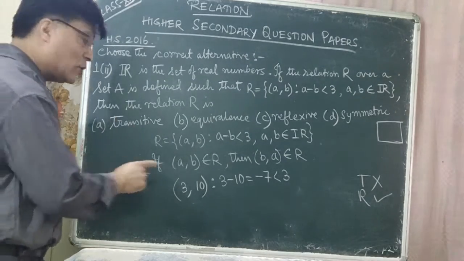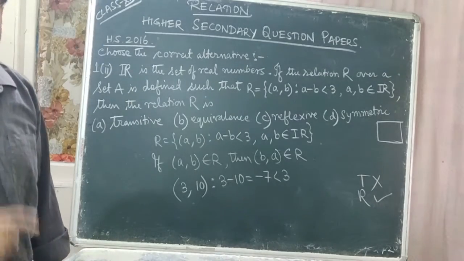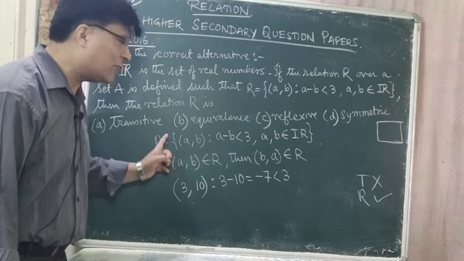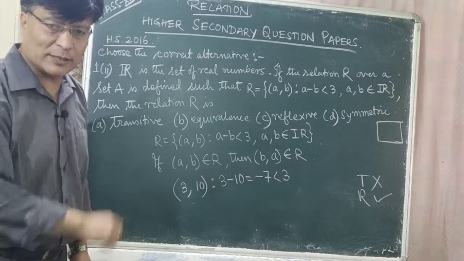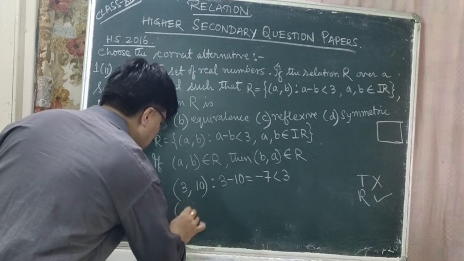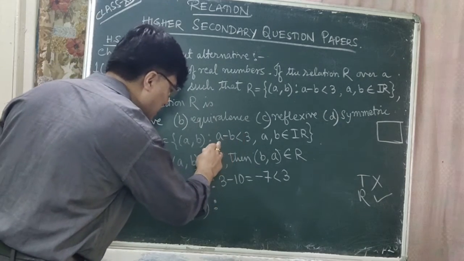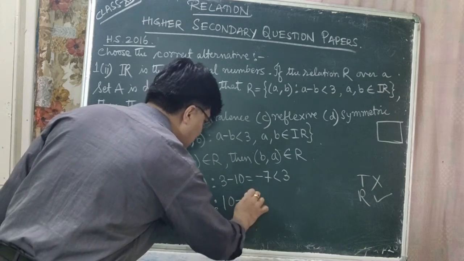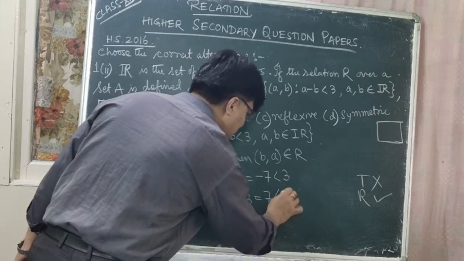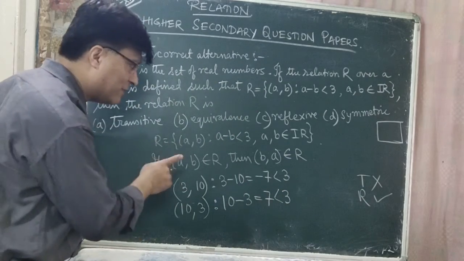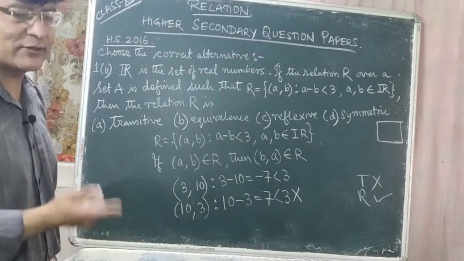Okay, so now whether 10 comma 3 belongs to the relation R or not, you have to check it. About 10 comma 3, if it is in the relation then symmetric, if not then not symmetric. Okay, so now let us check for 10 comma 3, such that what is the relation here? 10 minus 3. 10 minus 3 is equal to 7. But you know that, is 7 less than 3? No, wrong. 7 is greater than 3.